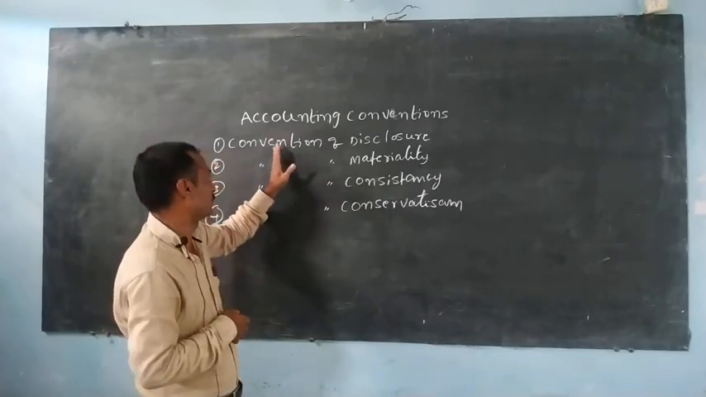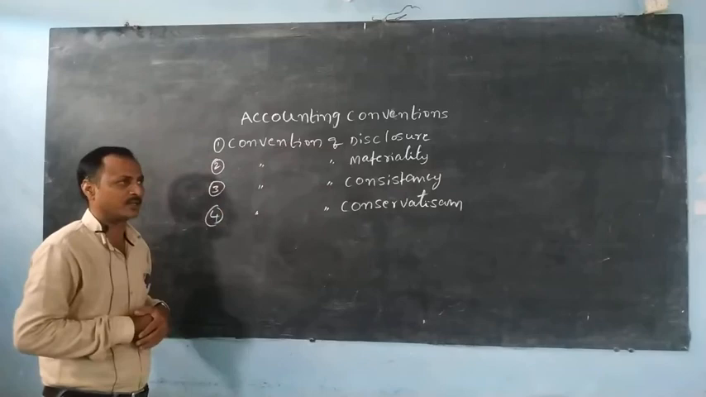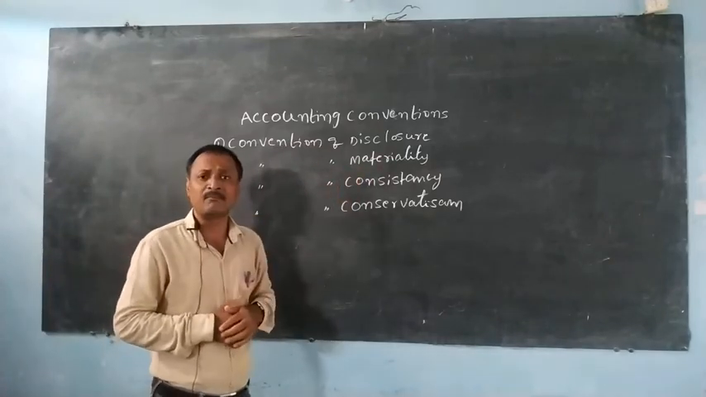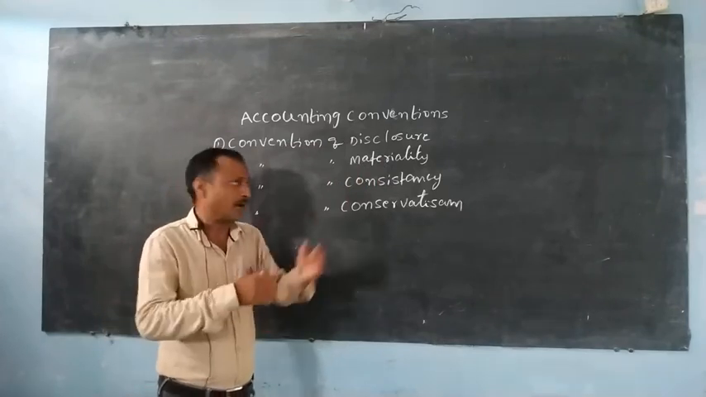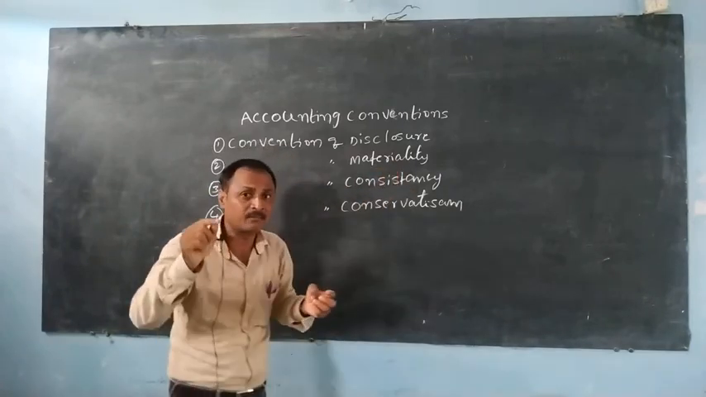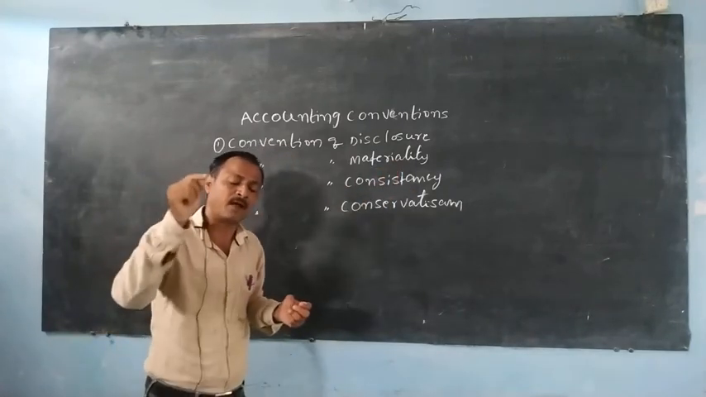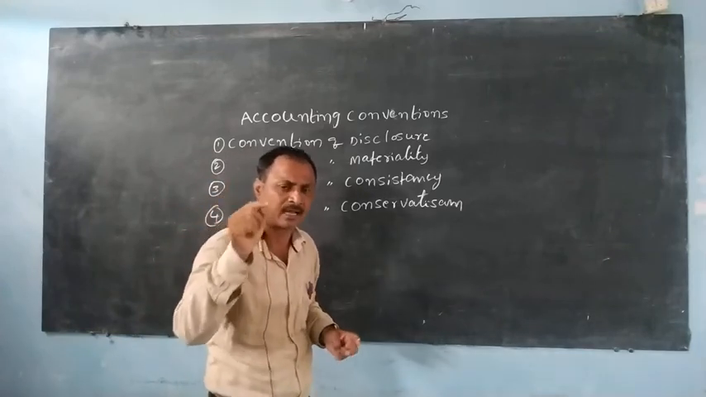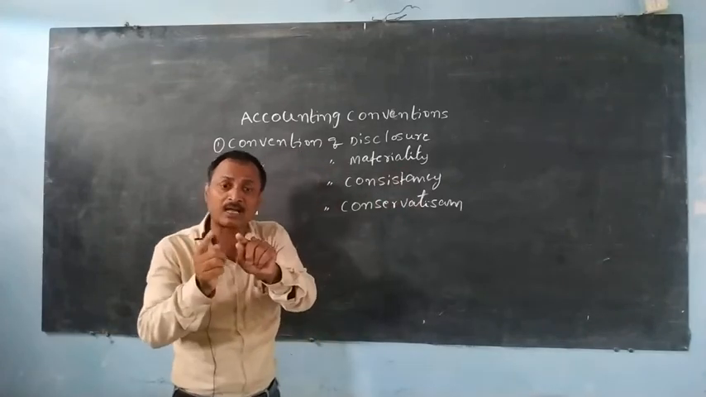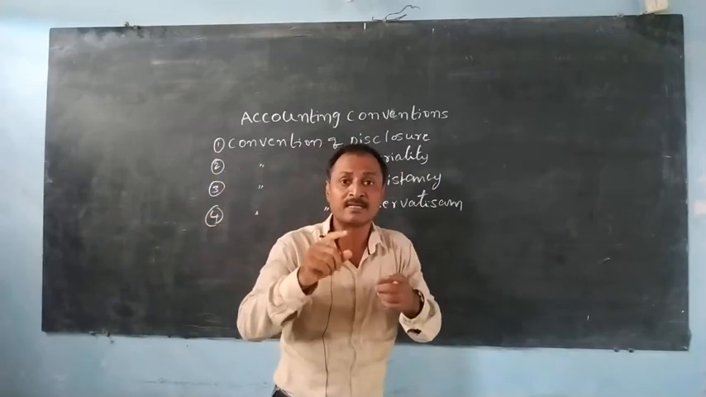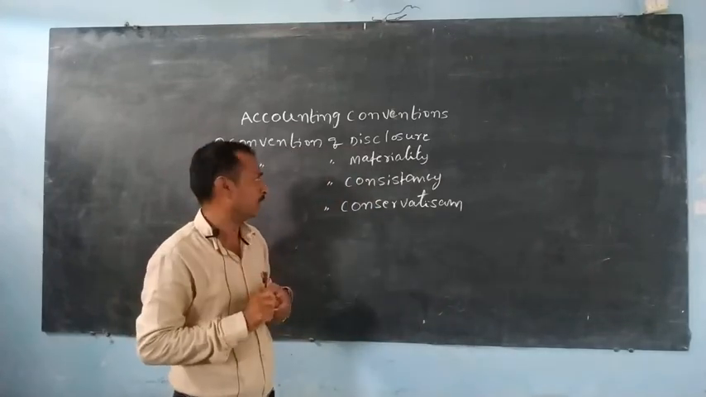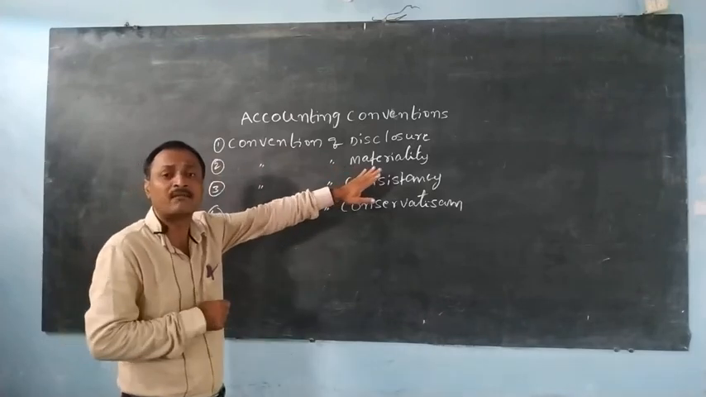Now come to the second convention, the convention of materiality. What is the meaning of materiality? Kohler has given a definition of materiality. While preparing financial statements like trading, profit and loss and balance sheet, we attach useful information which is significant, which is needed and which is compulsory. That is the meaning of materiality.